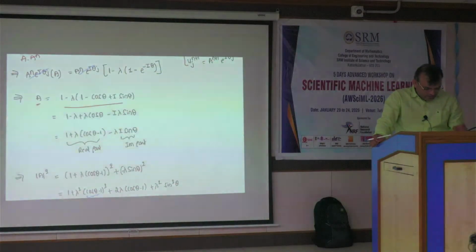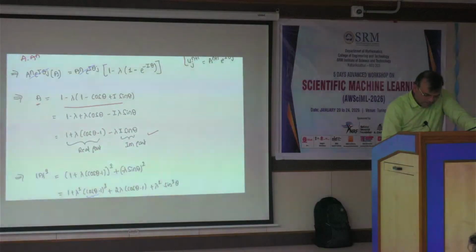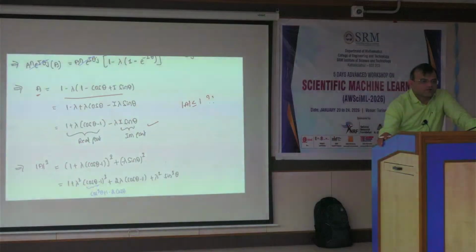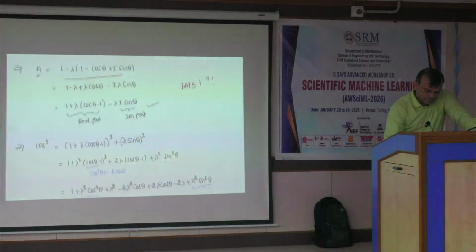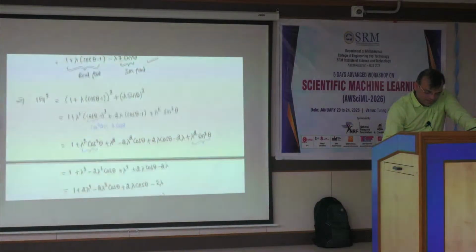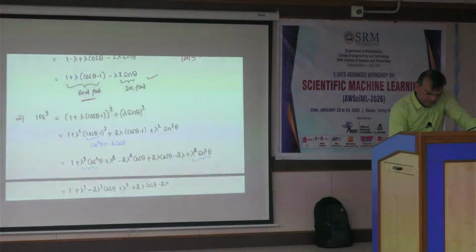So it will come as a real part as well as an imaginary part. Now since a is a complex number, I would like to see whether modulus of a is less than or equal to 1 or not. So it's a complex number, so square it, the real part as well as the imaginary part, and this is the calculation now. This is the real part and this is the imaginary part, squared and squared.